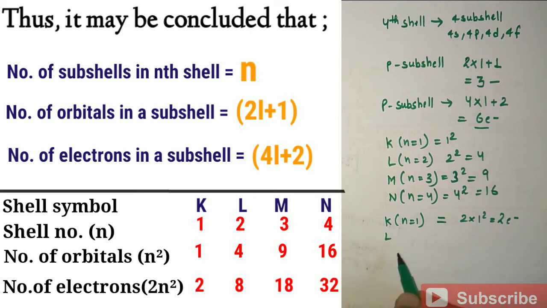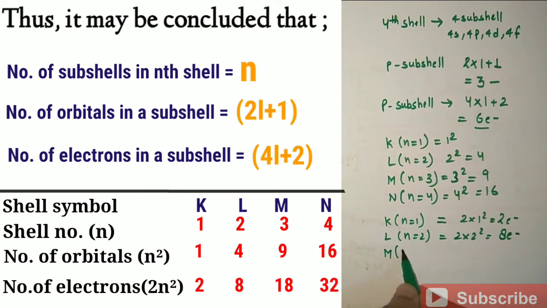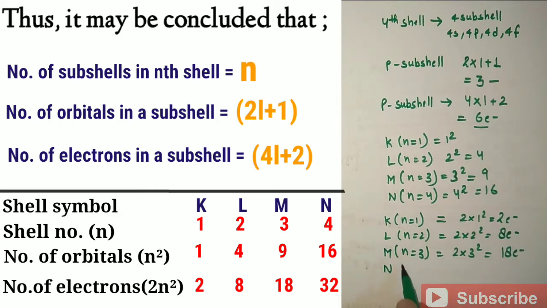And if we are talking about the L shell, that is n equal to 2, the total number of electrons in the L shell comes out to be 2 into 2 square, which is 8 electrons. And if we are talking about the M shell, that is n equal to 3, the total number of electrons comes out to be 2 into 3 square, this is 18 electrons. And for the N shell, that is n equal to 4, the total number of electrons comes out to be 2 into 4 square, that is 32 electrons.